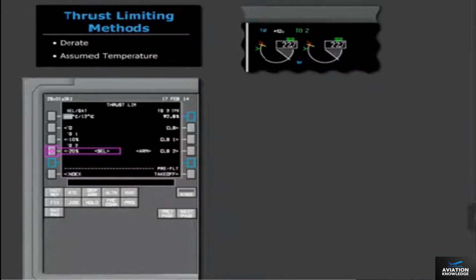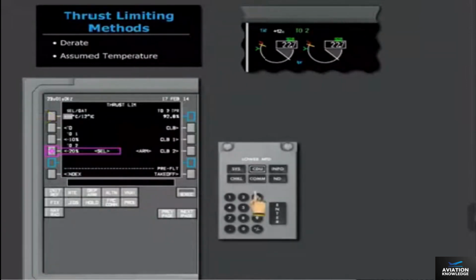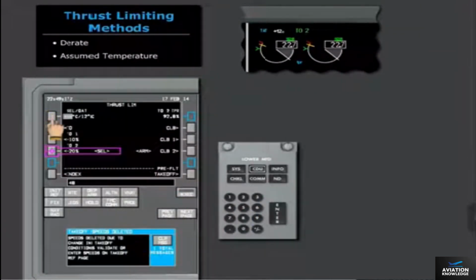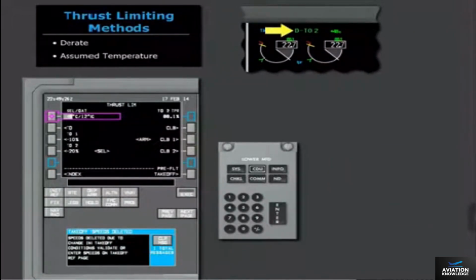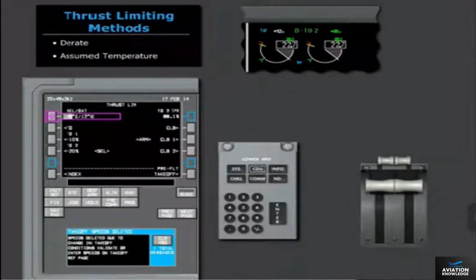Assumed temperatures are entered in the Select OAT field on the thrust limit page. Entering an assumed temperature that is higher than the actual temperature will reduce the reference takeoff thrust limit. The maximum authorized thrust reduction is 25% below the certified rating. When an assumed temperature is entered, the thrust limit mode displays DTO. Assumed temperature is not a limiting thrust factor. If conditions are encountered during takeoff where additional thrust is required, the crew may manually apply full thrust.